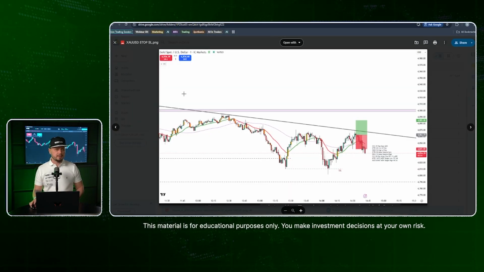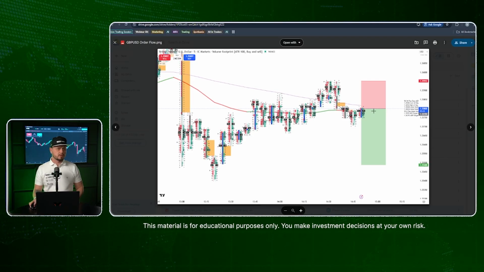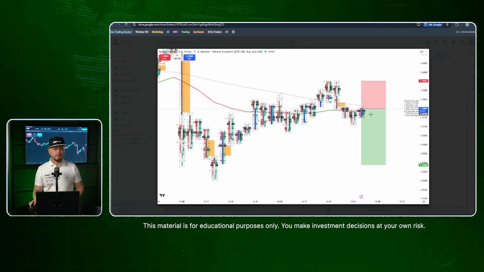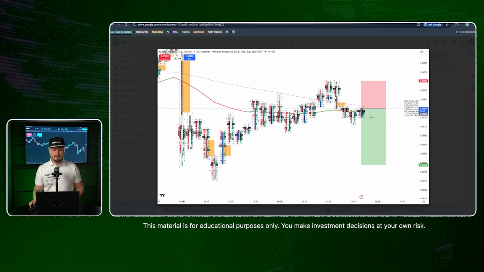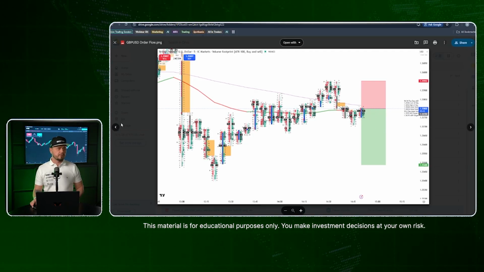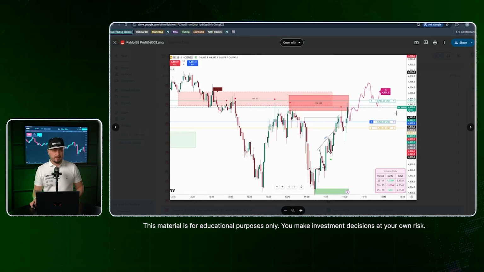Next trade, this one here, you could see already, order flow. That was on British pound. I was using order flow to enter the position. I entered the position a bit late, but in the right place, and we got full take profit just before news. Next one, trade from Pablo.